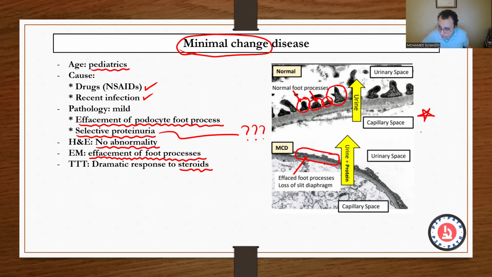And also you need to memorize this picture. It comes a lot in questions. See, with the normal foot processes, you have urine only getting filtered. But in minimal change disease with effaced foot process and loss of filtration slits, which are actually formed by the podocyte foot processes, you end up having urine plus protein, heavy proteinuria. However, it's heavy but selective. Minimal change, no abnormality on H&E.